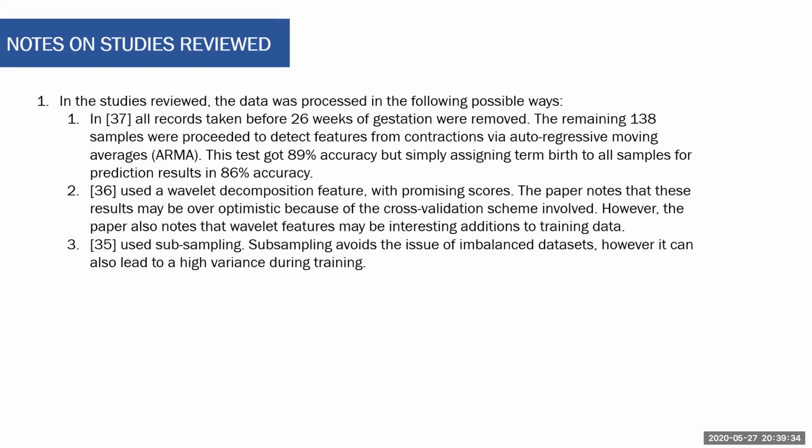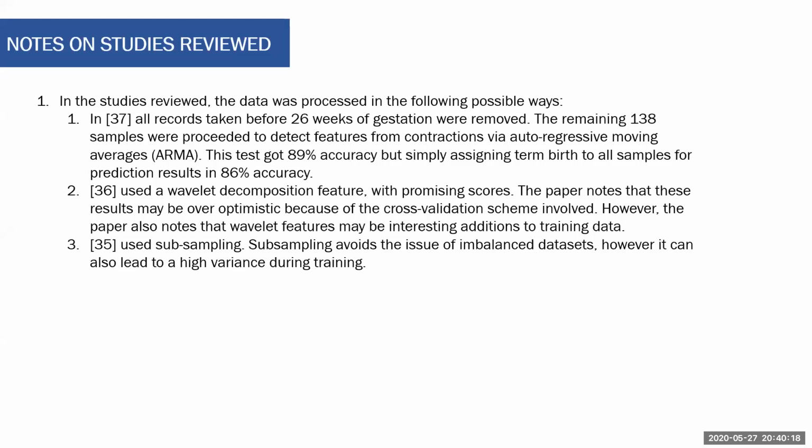So some more detail about the studies. In study 37, I'll link the paper as well, and it's linked on the first slide. All records taken before the 36-week period were removed, and the remaining 138 samples were processed, and a model was built on top of it. And this gave a result, an accuracy of 89%, a validation accuracy. But the problem with this is, just blindly labeling everything as term delivery results in 86% accuracy because of the high skew in the data.